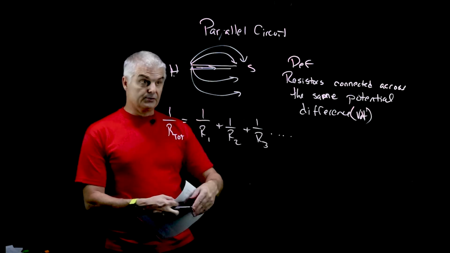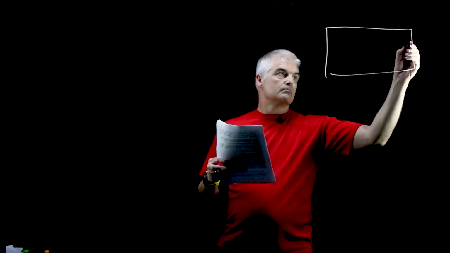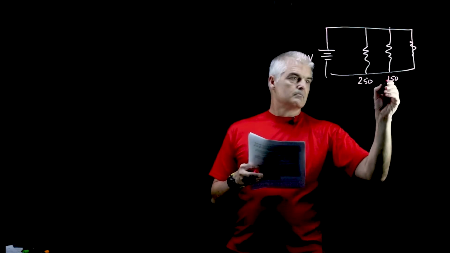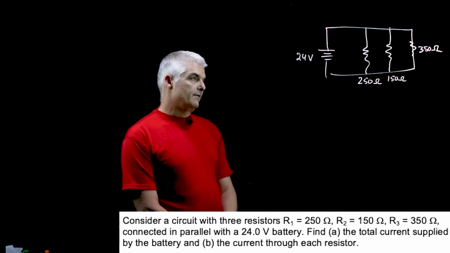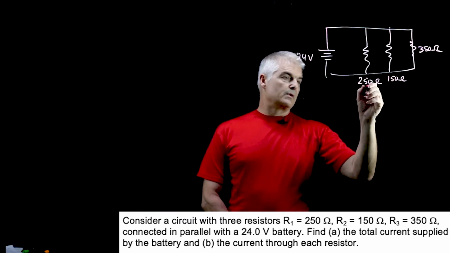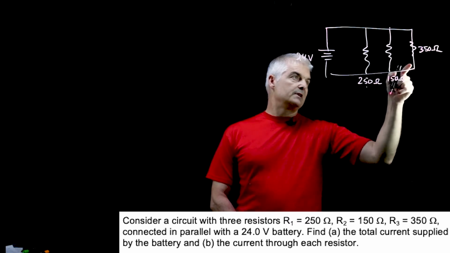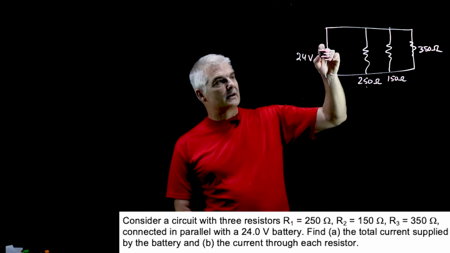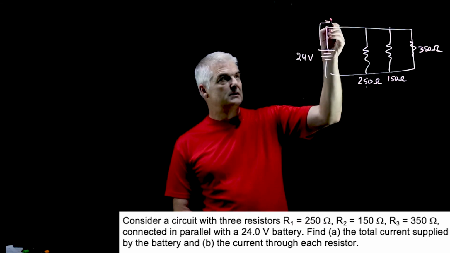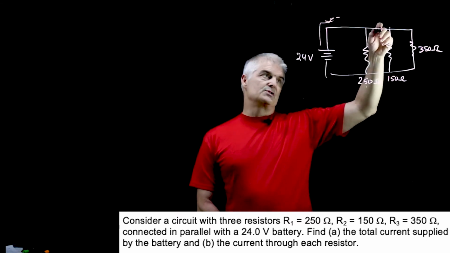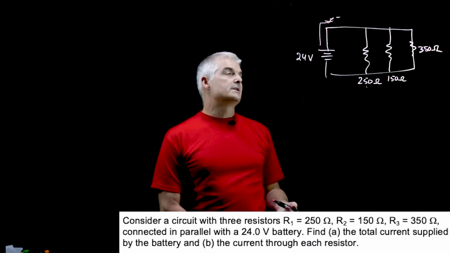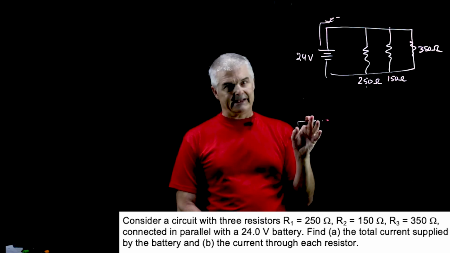Now we're going to do an example. Here we have a parallel circuit with three different resistors: R1 with 250 ohms, R2 at 150, and R3 at 350. As the electron goes out here, he has three different options. He can go through R1, R2, or R3. Some will go through one and some another, so it's going to speed up the traffic, if you will.